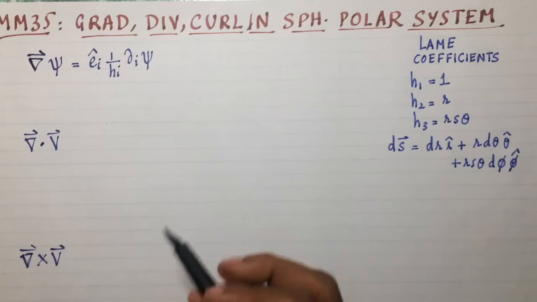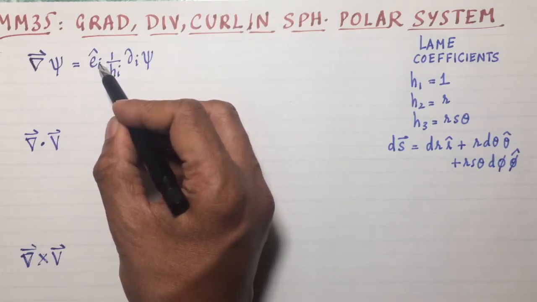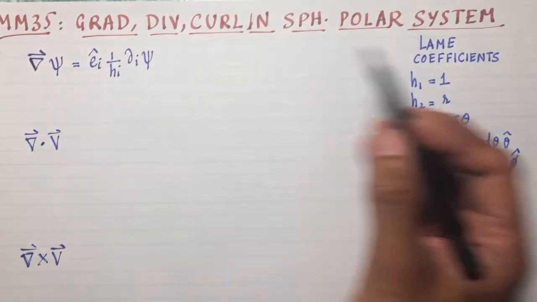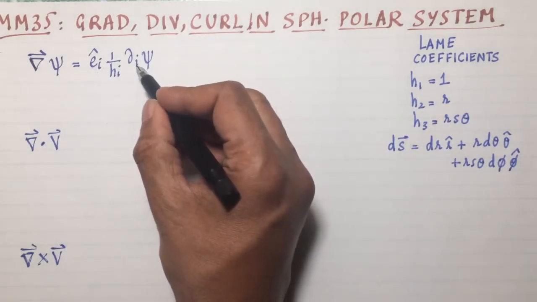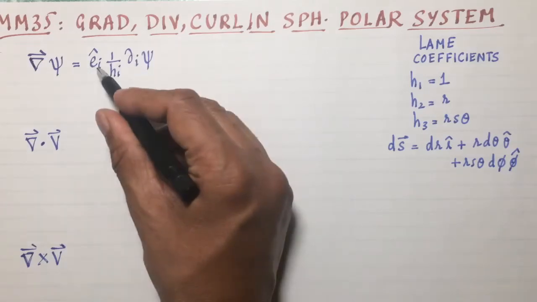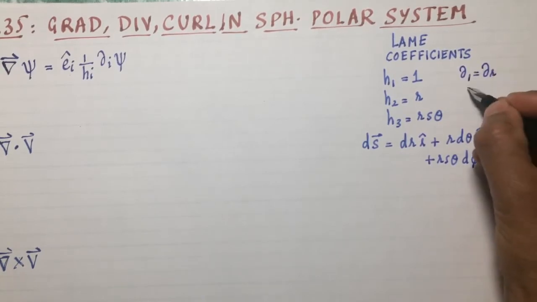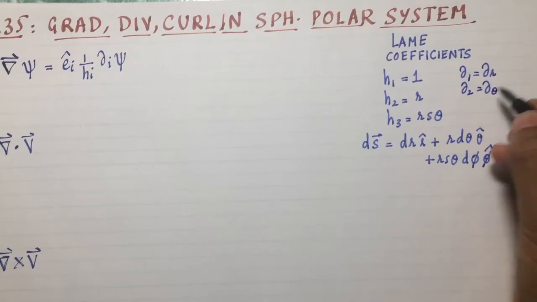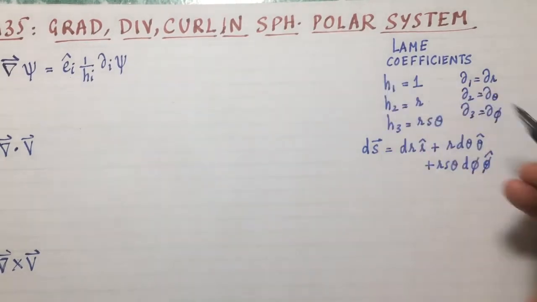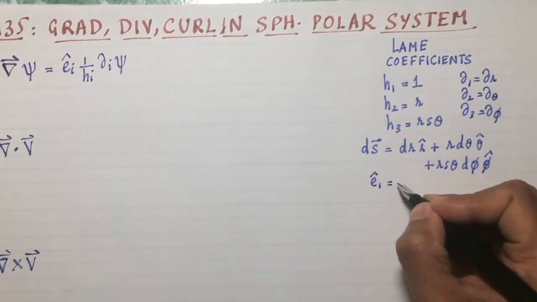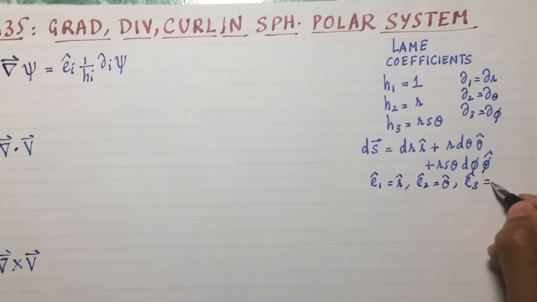Now when you look at the formula like this, e_i hat should be thought of as either r hat, theta hat, or phi hat for this coordinate system that we have. And h_i's are the Lamé coefficients I've written there. The del_i's refer to the particular values of r, theta, and phi that pair up with d_i. For example, del_1 refers to del r, del_2 refers to del theta, and del_3 refers to del phi. So those are things that we need to keep in the back of our minds. Let me also write what e_1, e_2, and e_3 are. e_1 is r hat, e_2 is theta hat, and e_3 is phi hat.